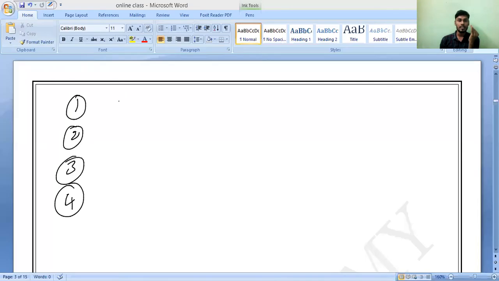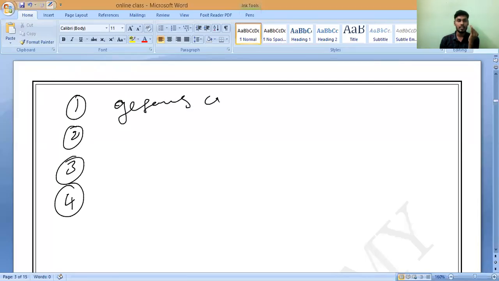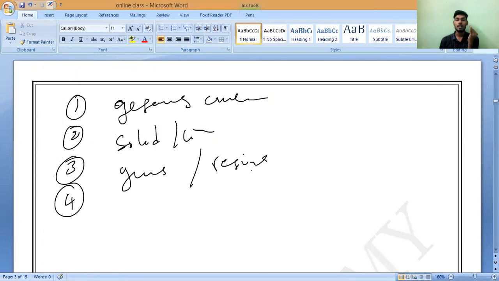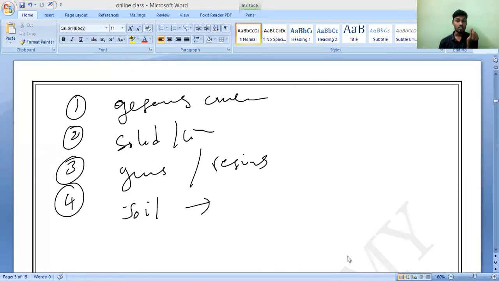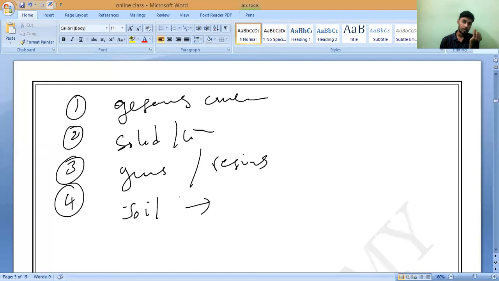Gums and resins. And the last one, what will they be sending out? First one, gaseous exchange. Next one, solid and liquid. Next one, gums and resins. Understand? And the last one is, they will send it to the soil in the form of roots, in some kinds of plants like potato, radish, and carrot. So they excrete some waste substances into the soil around them. That is what you have to remember. These are the 4 conclusions from plant excretion.